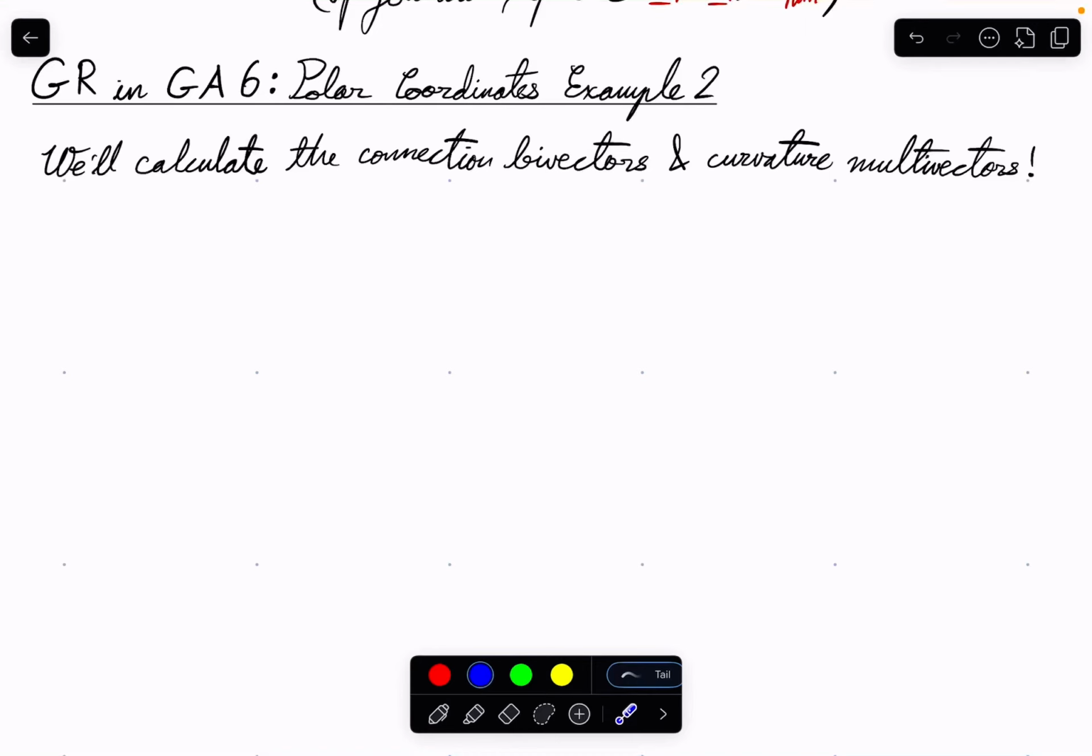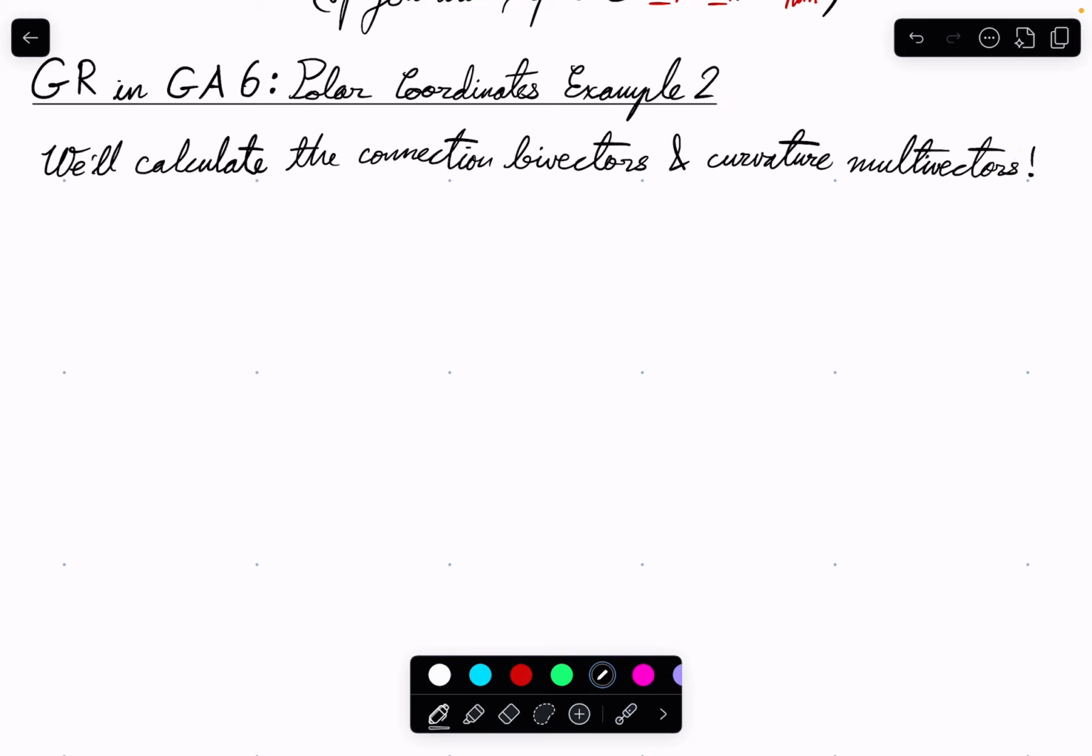All right, and welcome to General Relativity in Geometric Algebra 6. We're just continuing the polar coordinates example, so this is the second video for that. In this video, we'll calculate the connection bivectors and then the curvature multivectors from this. And these are what you use for Einstein's equation.